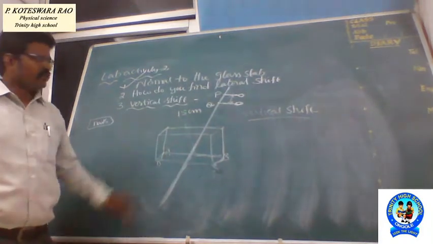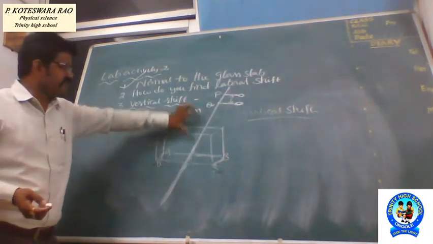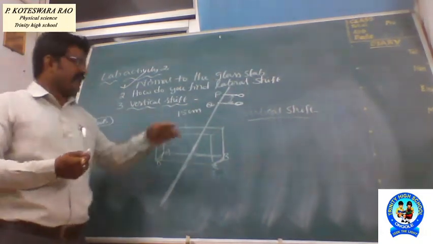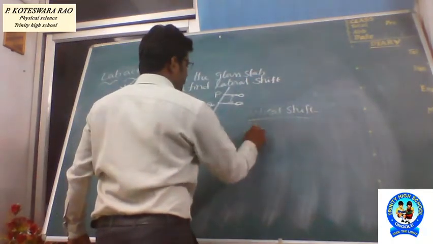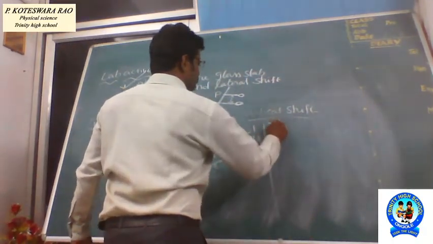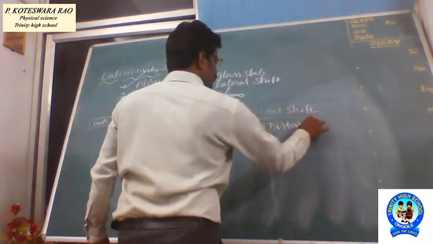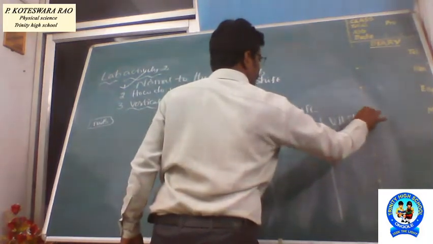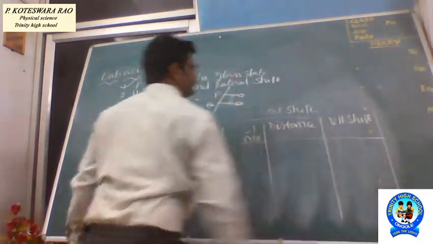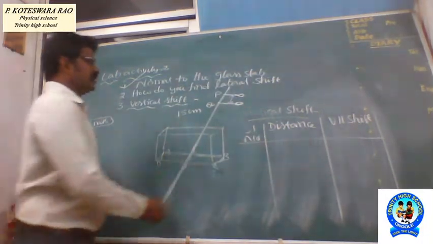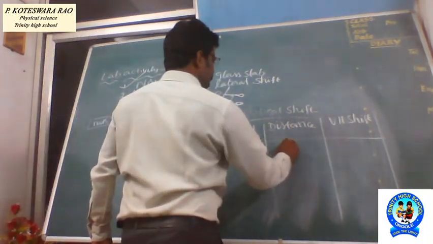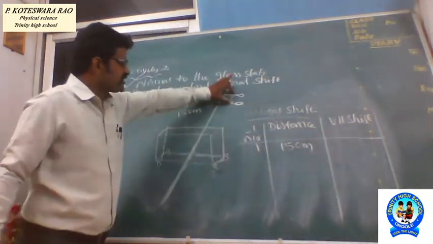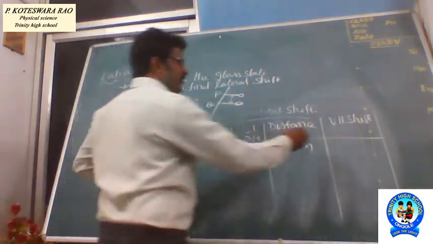So once again we can take it here. How much distance here? First we took 15 centimeters. Next we want to note, for example, here the distance, and here the vertical shift. Now what we want to do? Serial number 1, the distance here is 15 centimeters from our glass slab, and we have to measure the vertical shift, which is 5 centimeters.